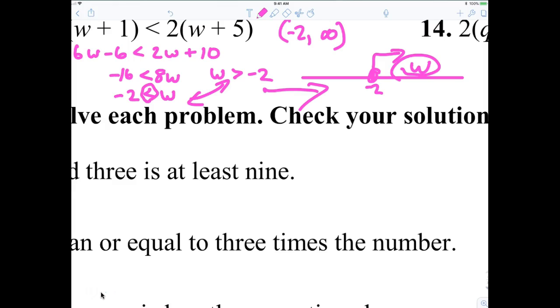I'm listening now. Yeah, it is. It's not wrong. If you left it as negative 2 is less than W, I would still give you credit for it. It's just easier to interpret. It's much easier to interpret.